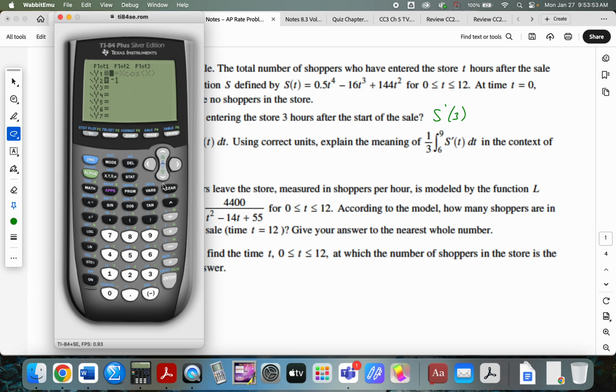So I'm going to clear anything else that's in there out. And I'm going to enter 0.5 x to the 4th. Remember to take it off the exponent. I'm bad about not doing that. 16x cubed, take it off the exponent, plus 144x squared.